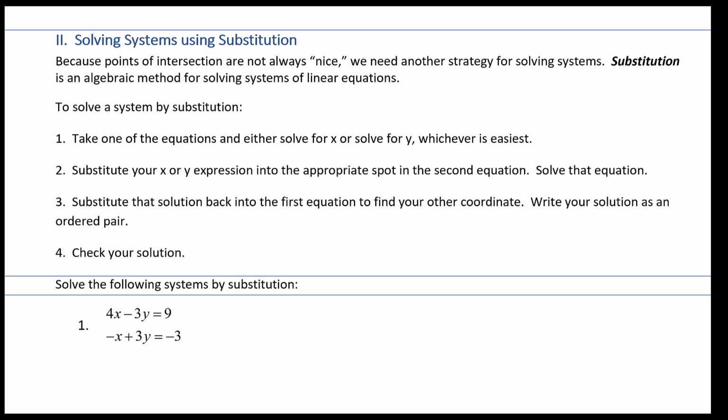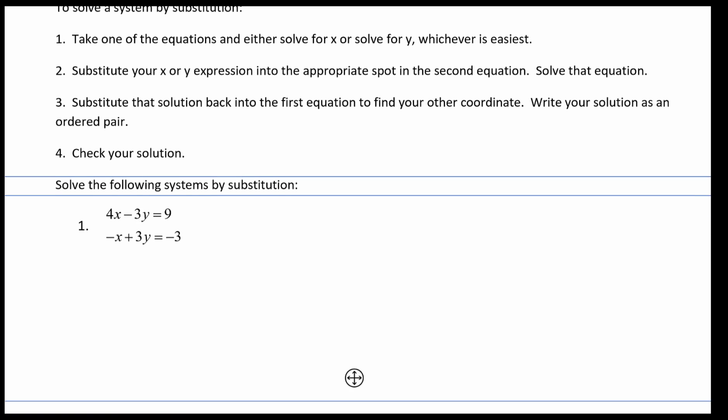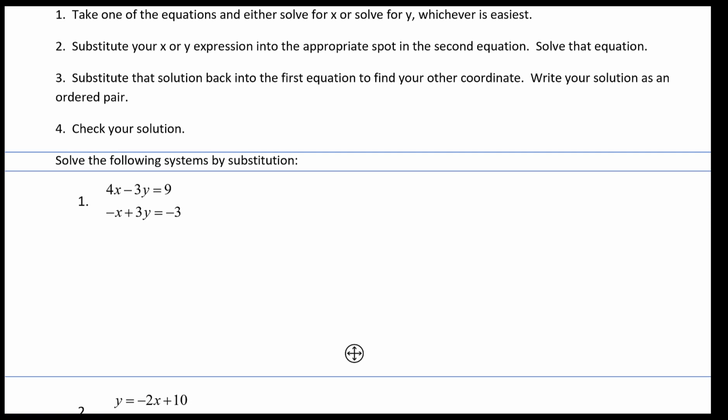Problem number 1. 4x minus 3y equals 9, and negative x plus 3y equals negative 3. Our first step would be to determine which one of the variables we want to solve for. The easiest one to solve for is the negative x in the second equation. It would be the easiest variable to isolate. So let's choose the second equation, and we're going to solve for x.